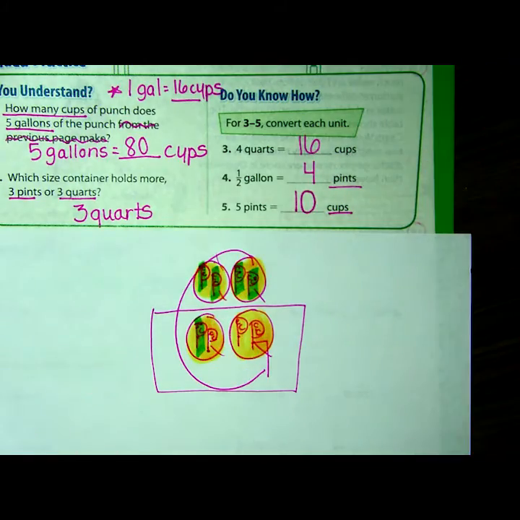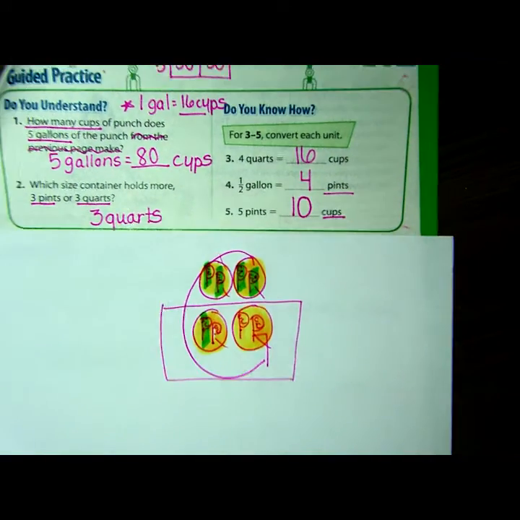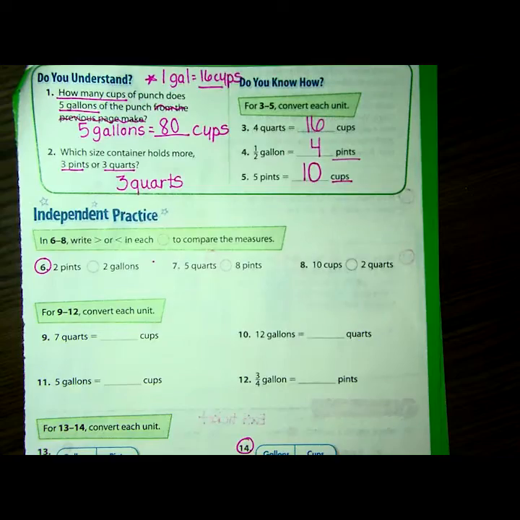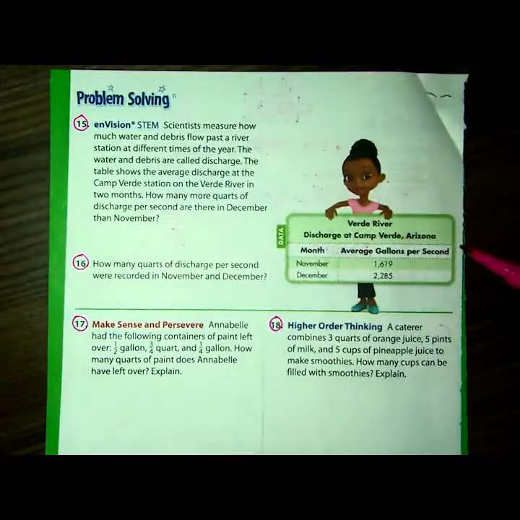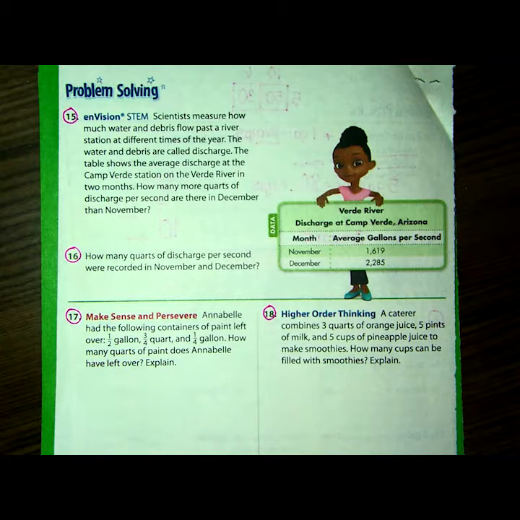So you guys have some work that you are going to do independently. You are going to complete page 487, number 6, all the way to 14. And then you're going to turn it over, and on page 488, you're going to do 15 through 18. You do have 2 exit ticket questions, and we will meet at 2 o'clock to go over these problems.